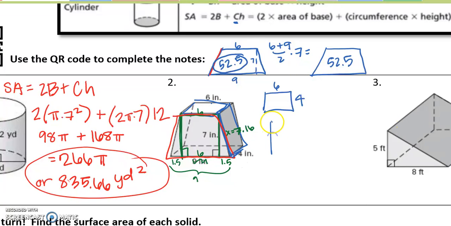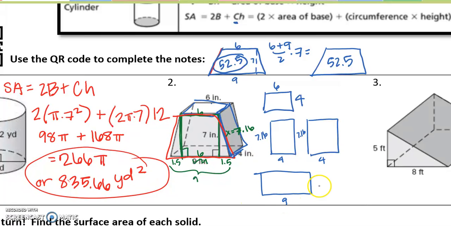7.16 for this side. So when I draw that out, 7.16 by 4, and on this side it's going to be the same, 7.16 by 4. Now I'm just missing that bottom piece. That bottom piece has a length of 9 and a width of 4. So now I'm going to find the areas of each of these.